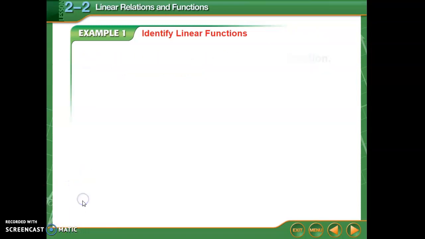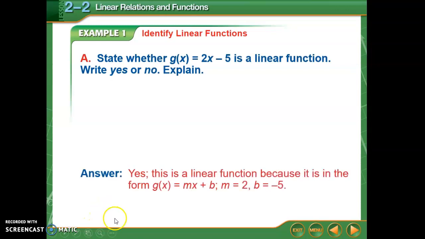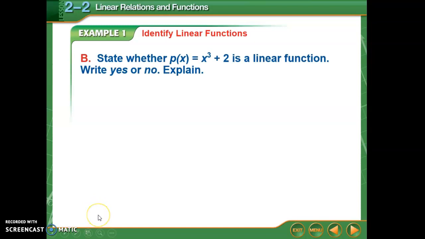The best answer is yes, this is a linear function because it is in the form g of x equals mx plus b, where m is the slope, which is 2, and the y-intercept is negative 5. Okay, try this one. How about p of x equals x to the third plus 2? Is this a linear function?